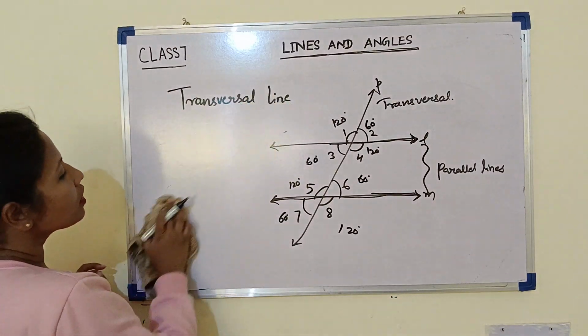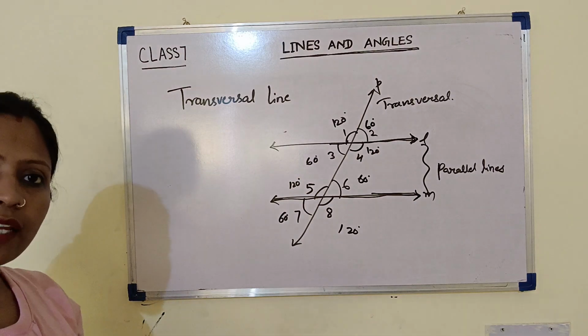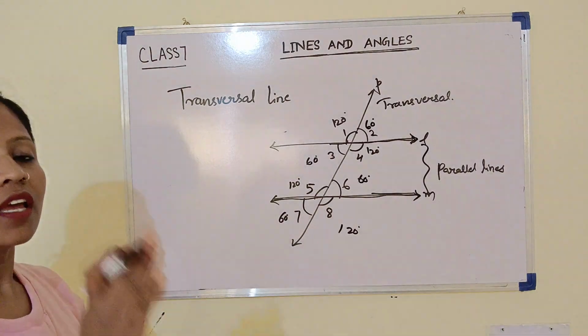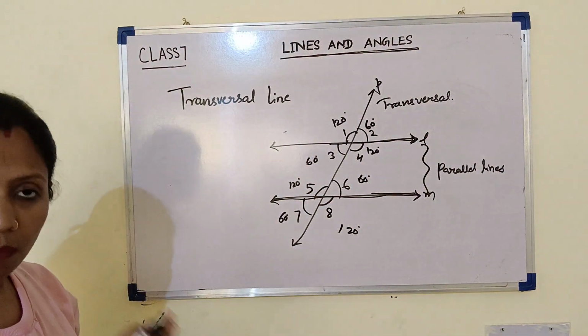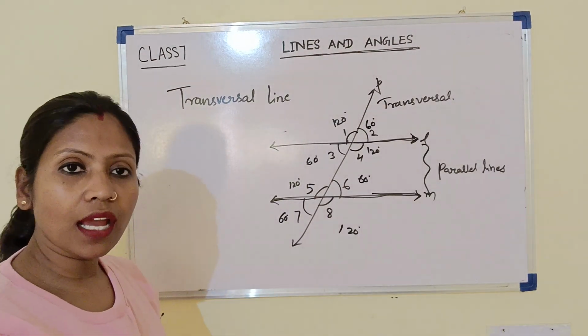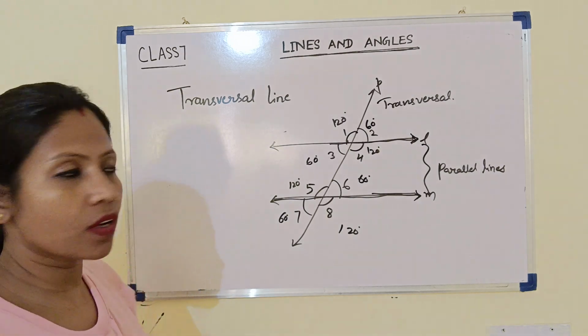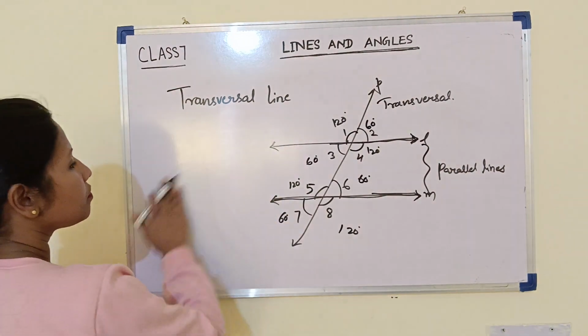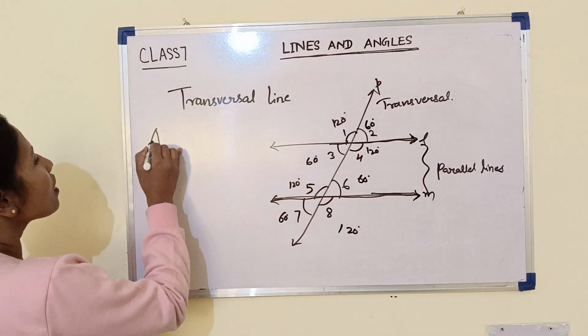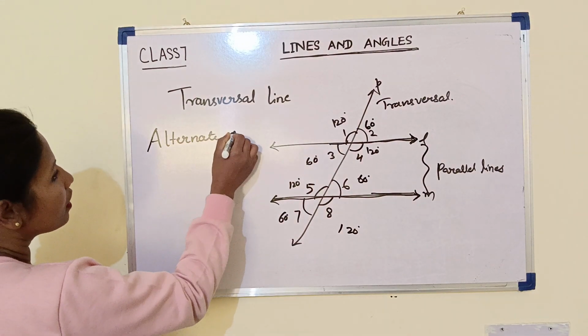Now let's learn about the alternate angle. This corresponding angle, alternate angle, linear pair angle, vertically opposite angle, these are very important. Why? Because we are going to use them in triangle, rectangle, quadrilateral, everywhere in the proofs and in the questions. Okay, so please understand it. Then this is the alternate angle.